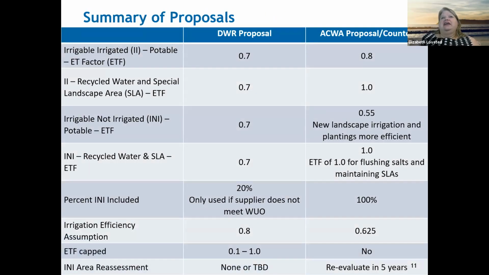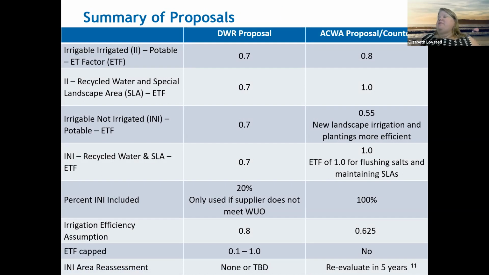So what I have here is DWR's proposal and what Aqua's been proposing, and a lot of water agencies have been working on this and looking at this and trying to figure out what makes sense. DWR currently proposes a 0.7 factor for all irrigable and irrigated areas. Aqua is proposing 0.8 for irrigable areas that are irrigated with potable water. And then there are recycled water in special landscape areas.